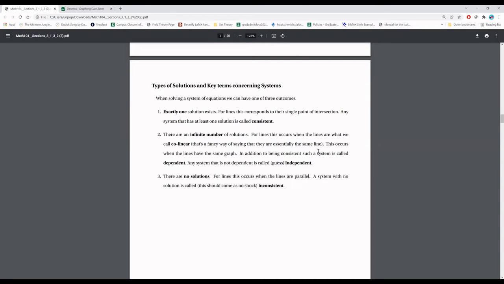The third thing that can happen is that we can have no solution. When we're talking about lines, what happens? They're parallel. So when we graph those two equations, they will be parallel lines. Such a system is called inconsistent.